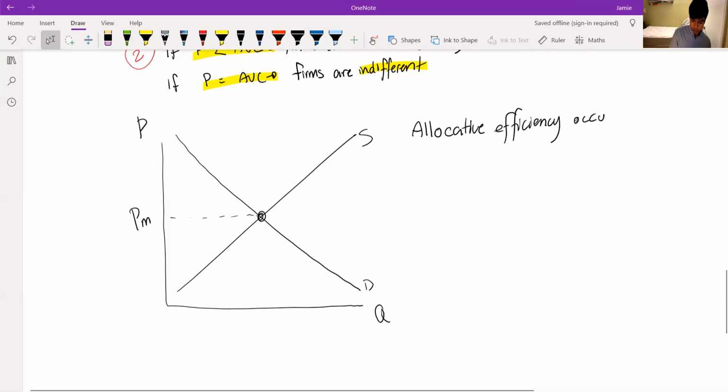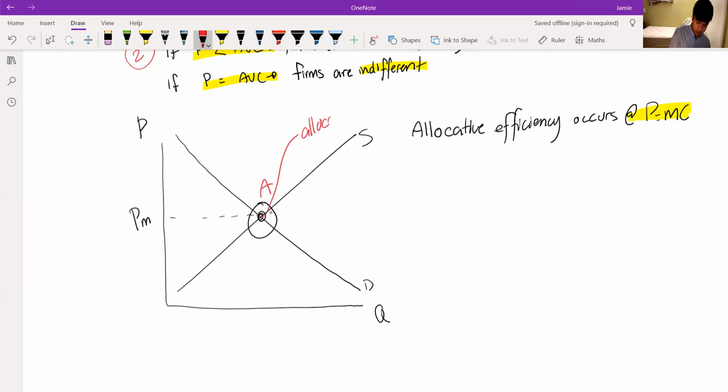Occurs at price is equal to marginal cost. If you would like for me to do a video on this, I'll happily do it. And so that occurs right here, point A. This is allocative efficiency. And how does that relate to the perfectly competitive market or firm?